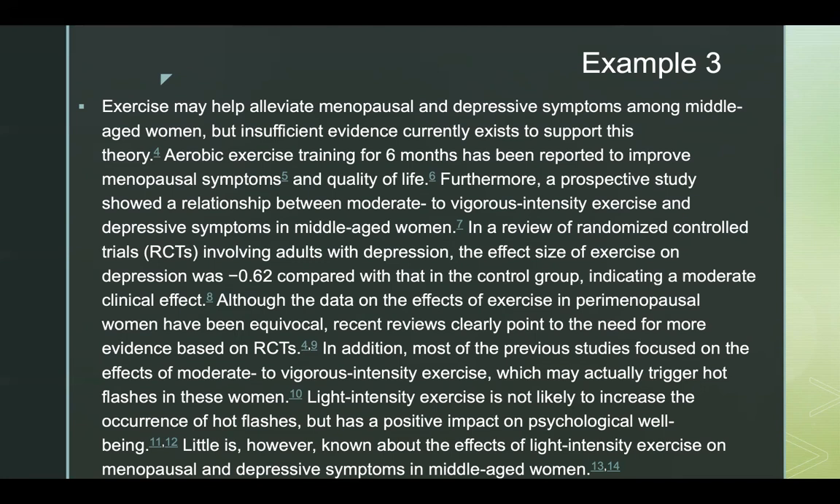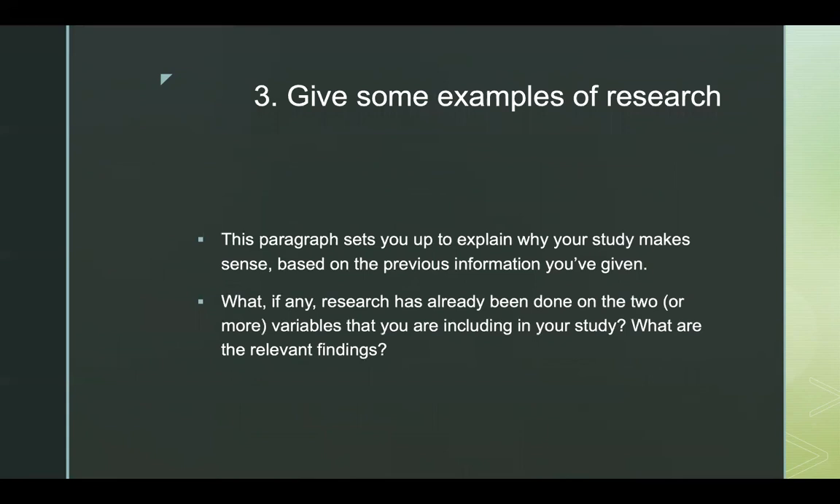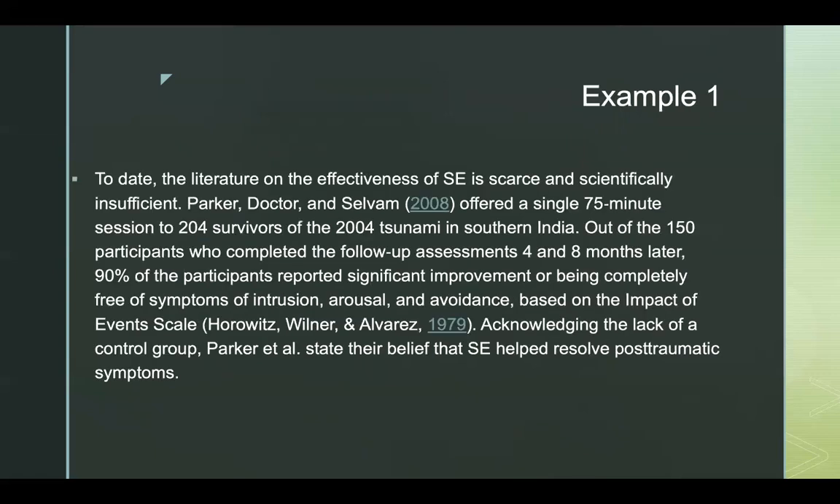So that's paragraph 2. Paragraph 3, see if there's some research that looks at the combination of what you're looking at in your study. And so maybe we looked at some stuff about that second variable in the second paragraph. What about the combination in the third paragraph? Is there anything that looks at the two variables together, or maybe you just need a little bit more background? So what research has been done on what you're looking at?